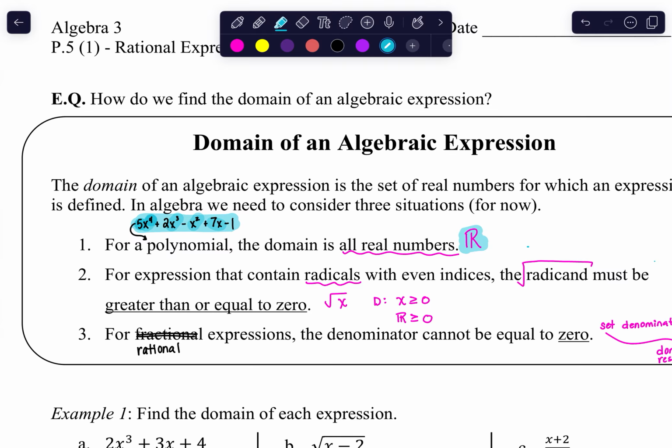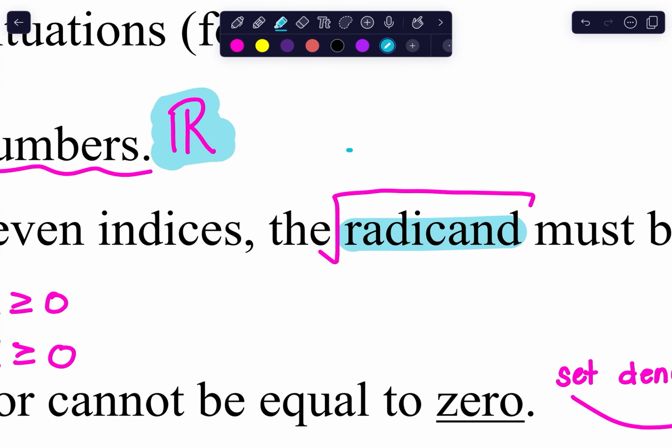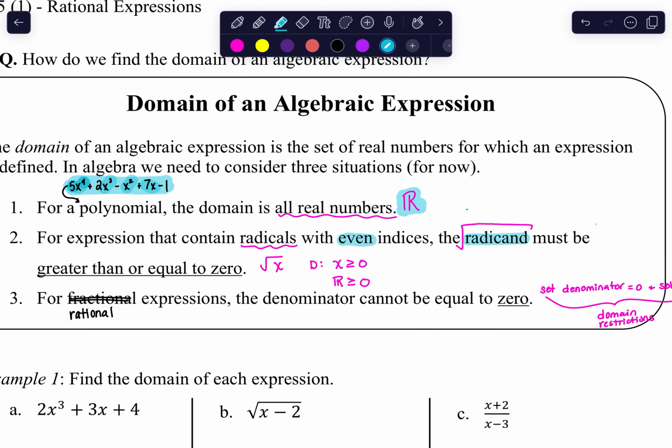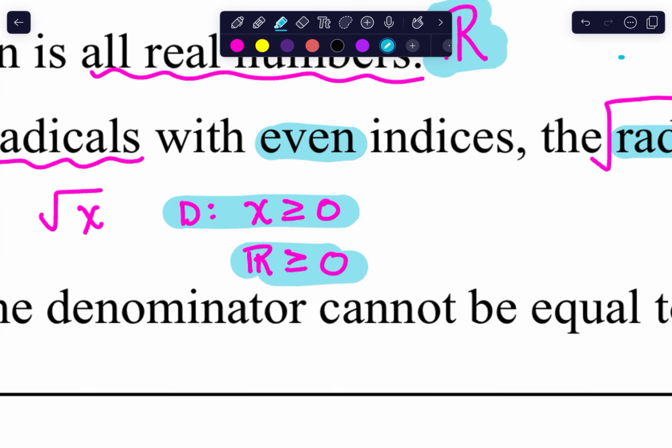The next type of expression we're going to look at is a radical. We've been looking at radicals before. Remember, the radicand is what is underneath your radical symbol. If it has an even index, so square root, 4th root, all of those, we need to make sure that what is under the radical symbol is greater than or equal to 0, because I can't take the square root of a negative, and I can't take the 4th root of a negative. So if we were to write our domain, it would be x greater than or equal to 0, or all real numbers greater than or equal to 0.